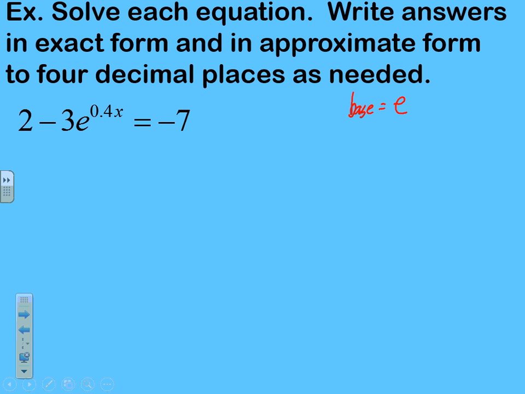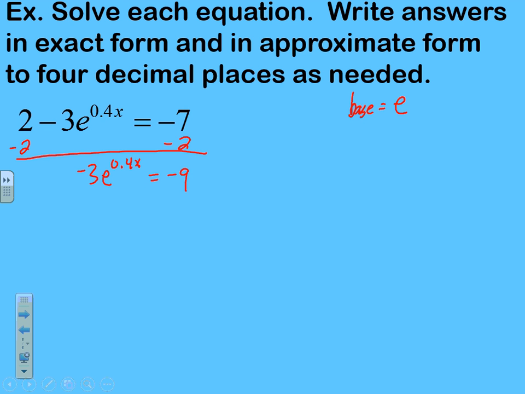So we have this equation, and in order to start solving the equation for x, in order to get the base with the exponent by itself, the very first thing that we're going to do is to subtract 2 from both sides of the equal sign. Now on the left side, they're opposites and cancel out, and I will have negative 3 times e to the 0.4x power is equal to a negative 9.